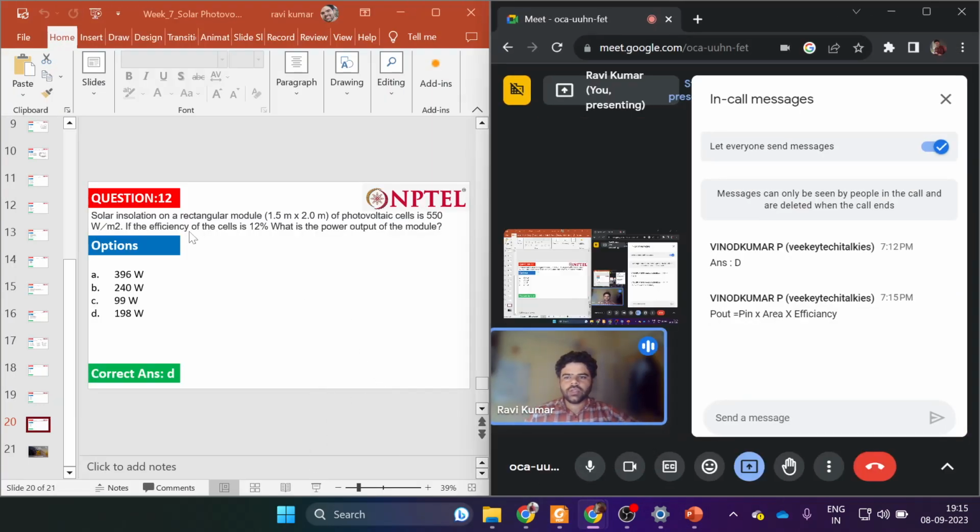So it says the solar insolation on a rectangular module 1.5 meter into 2 meter of photovoltaic cell is 550 watt per meter square. If the efficiency is 12%, what is the power output of the module? Yes, we know the right. P out equals P input into area into efficiency. And answer is 198 watt, right? Is it 198, right? Yes.